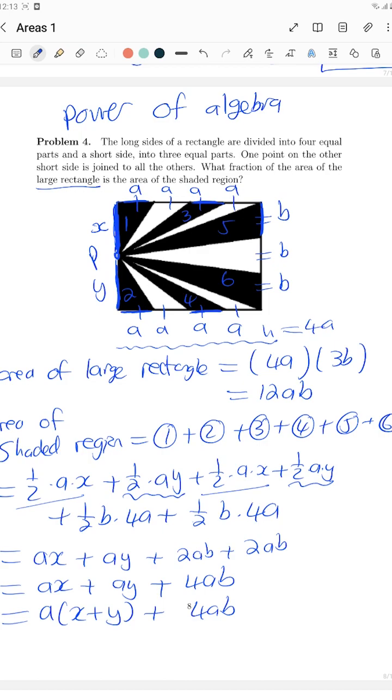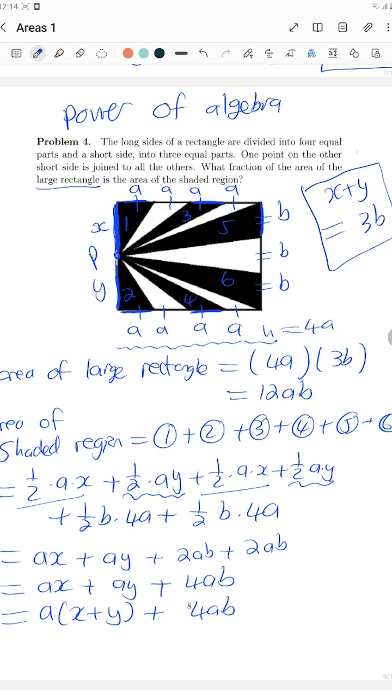Remember, we are dealing with a rectangle. And if you're dealing with a rectangle, we know that opposite sides are equal. So we see the top is 4a and the bottom is 4a. 4a is equal to 4a. It's not really helping. I hope you see where I'm going. On the left, we see x plus y. And on the right, we see 3b. So we see that x plus y must equal 3b.